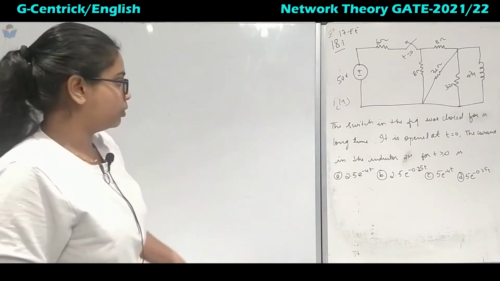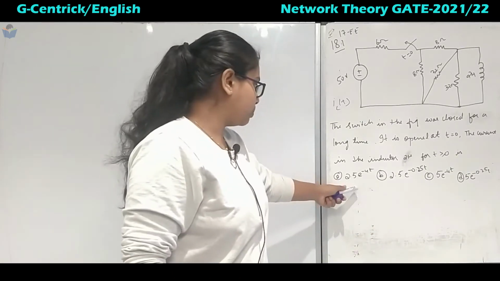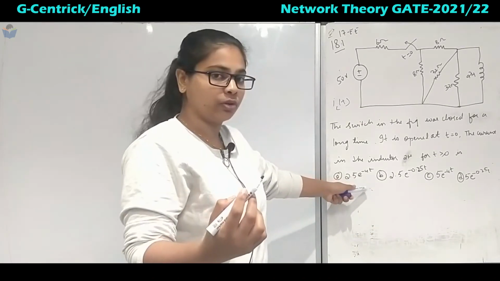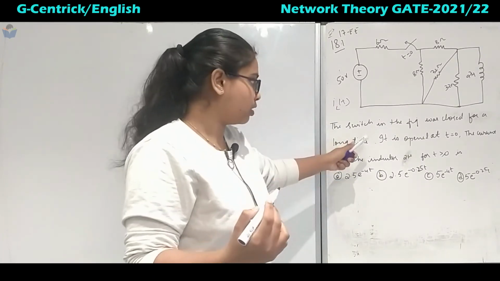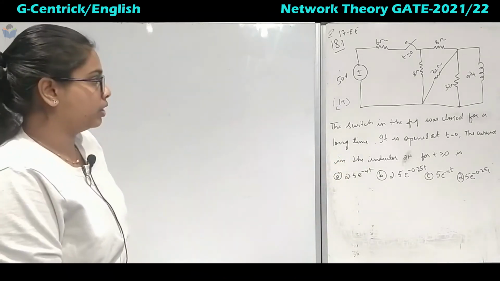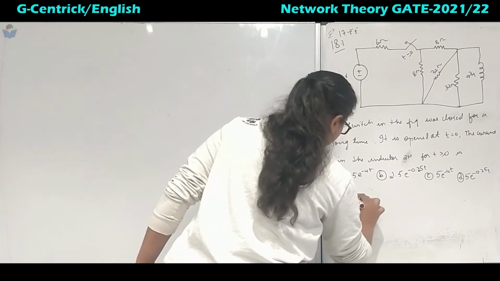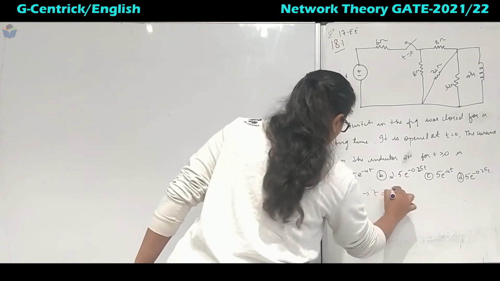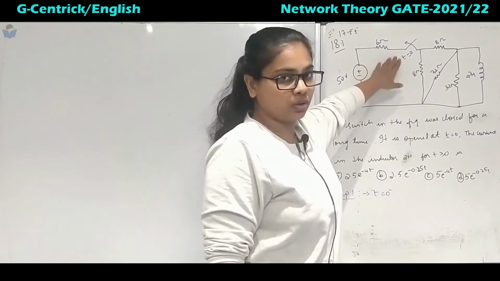Okay, so with the specific values, now we have to solve for this one, just by analyzing the time constant. At t equal to 0 minus and 0 plus, it is not required, we will see why, and then t equal to infinity. So we will start with step 1, that is at t equal to 0 minus. At t equal to 0 minus, the switch was closed.